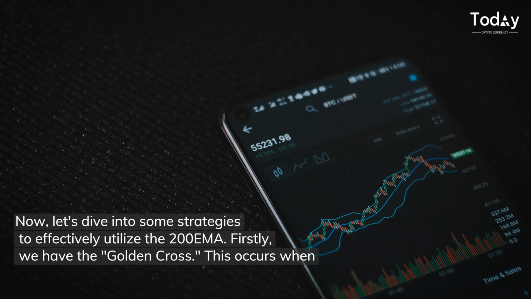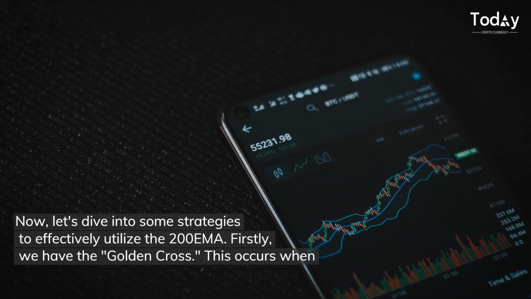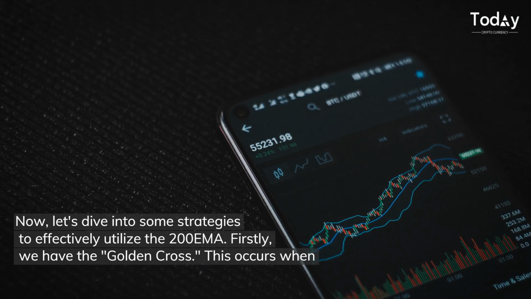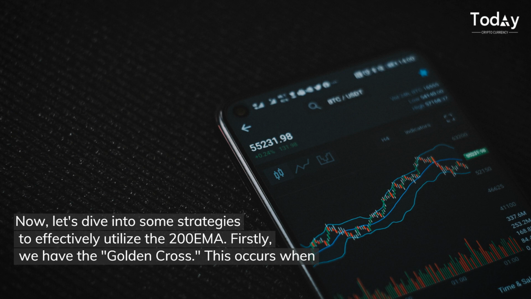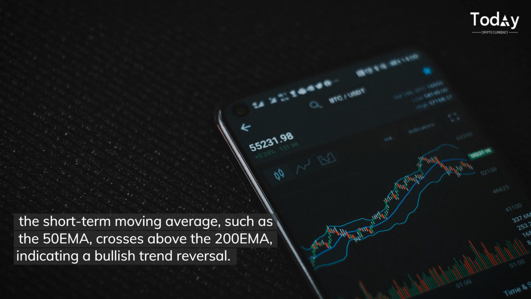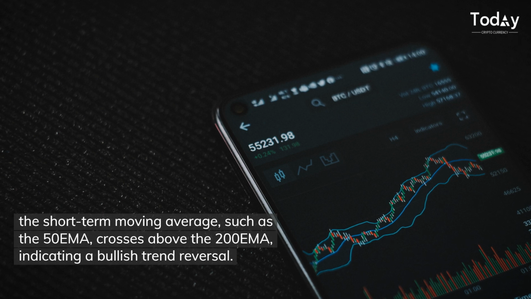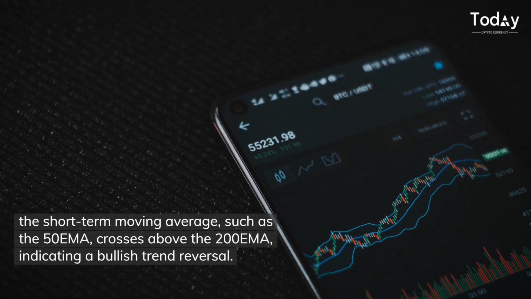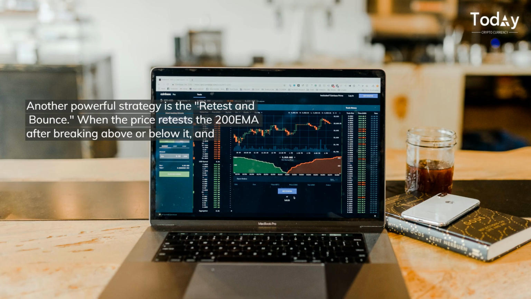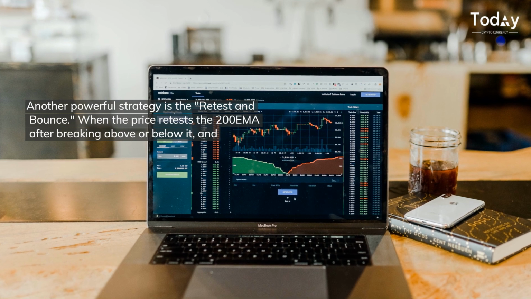Now, let's dive into some strategies to effectively utilize the 200 EMA. Firstly, we have the golden cross. This occurs when the short-term moving average, such as the 50 EMA, crosses above the 200 EMA, indicating a bullish trend reversal. Another powerful strategy is the retest and bounce.